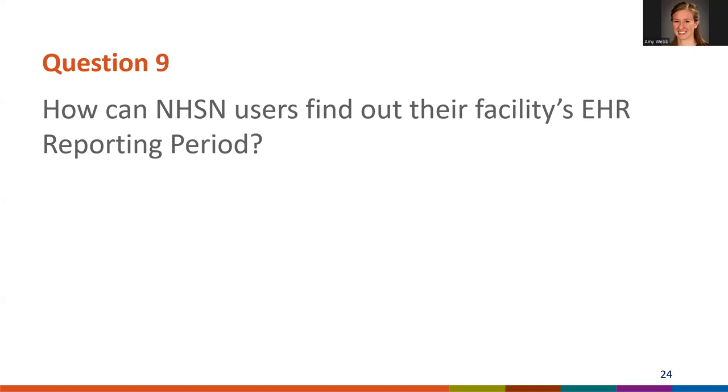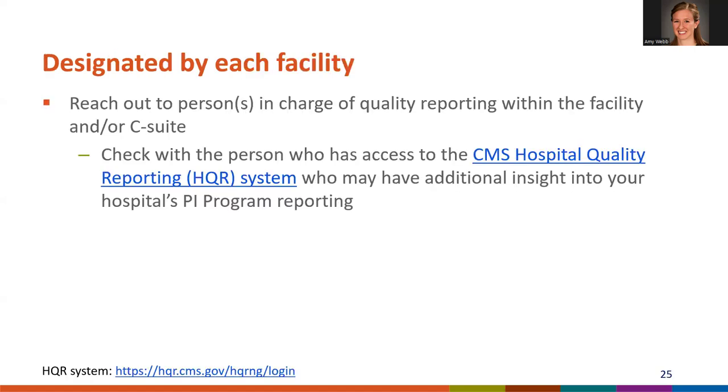So how can NHSN users find out their facility's EHR reporting period? Again, that's designated by each individual facility. So if you're not sure what the reporting period is, we'd recommend reaching out to the people in charge of the quality reporting within your facility and or potentially in your C-suite. Specifically, we might recommend checking with the person who has access to the CMS Hospital Quality Reporting, or HQR, system, who may have additional insight into your hospital's PI reporting, since that system is what's used for the PI reporting and attestations.